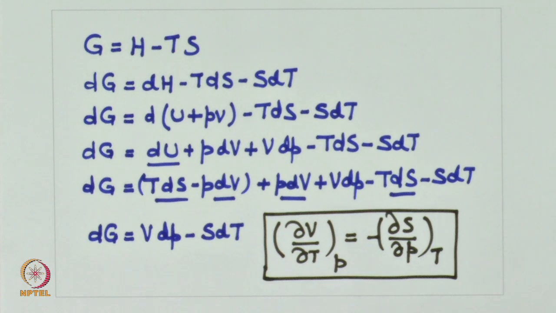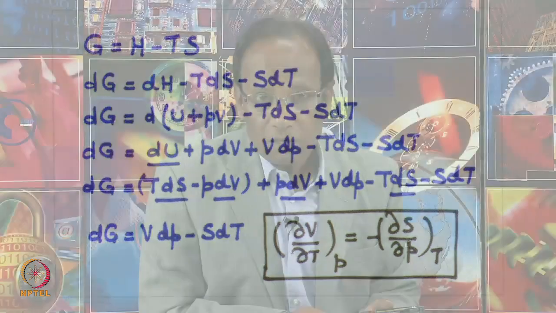Remember that the first Maxwell relation that we derived was based upon the state property internal energy. Now, we have derived one based on the state property Gibbs free energy. Let us now next take up enthalpy.